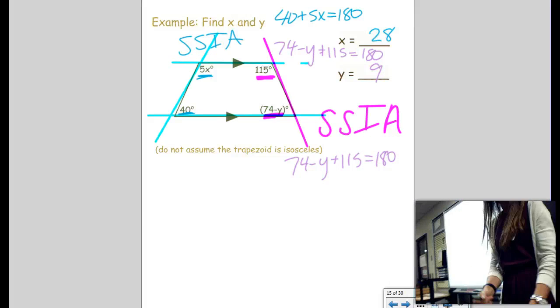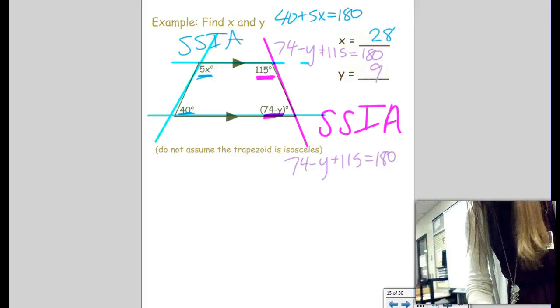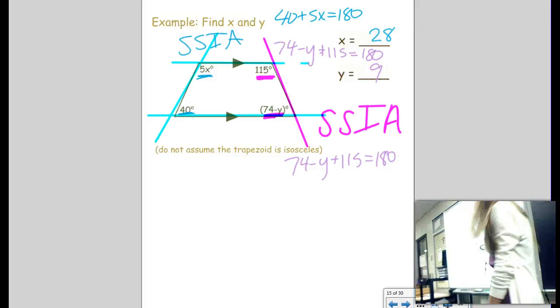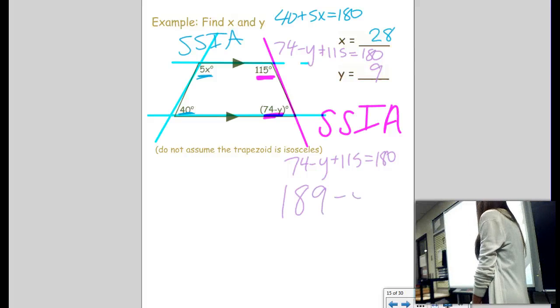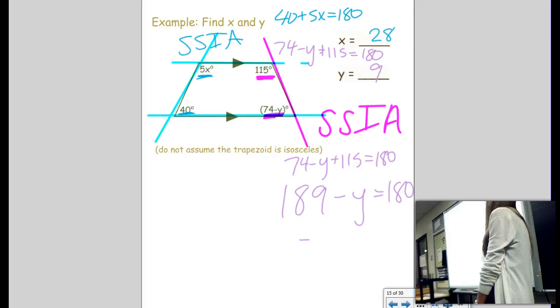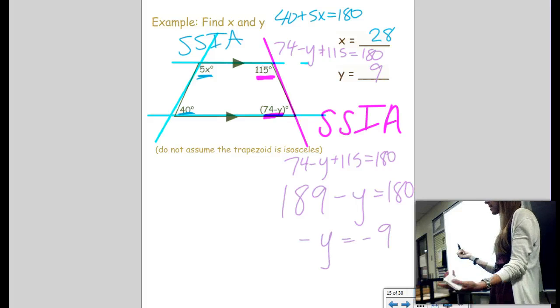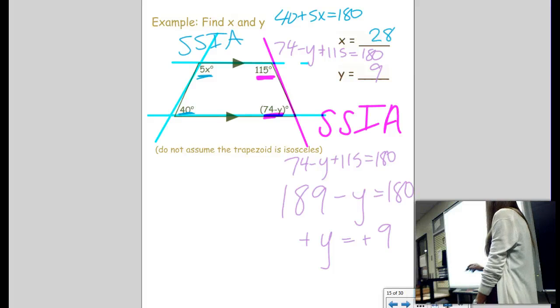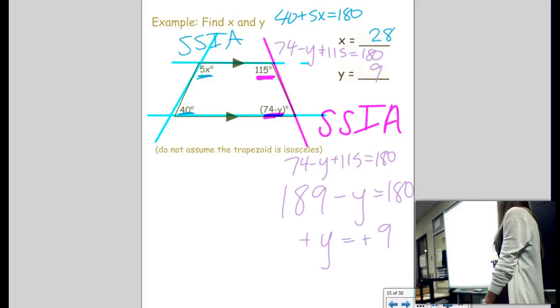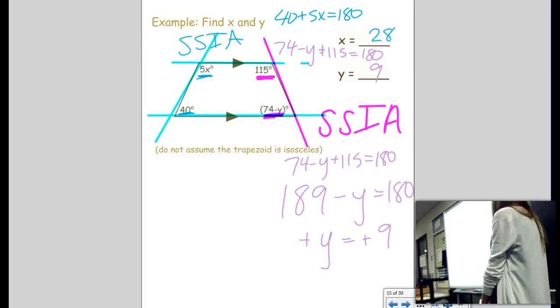You can combine 74 and 115. So 74 plus 115 is 189. 189 minus y equals 180. Subtract 189. Negative y equals negative 9. Divide by negative 1, aka cancel out your negatives. Y is 9. That's all there is to it.